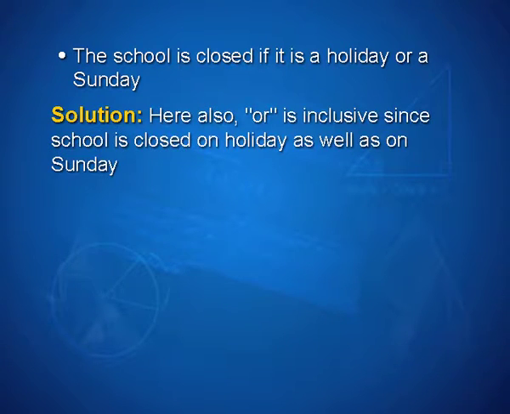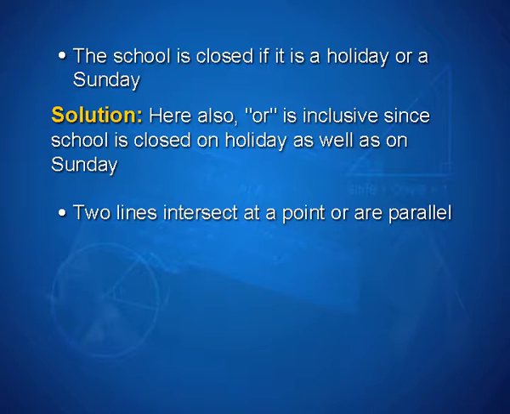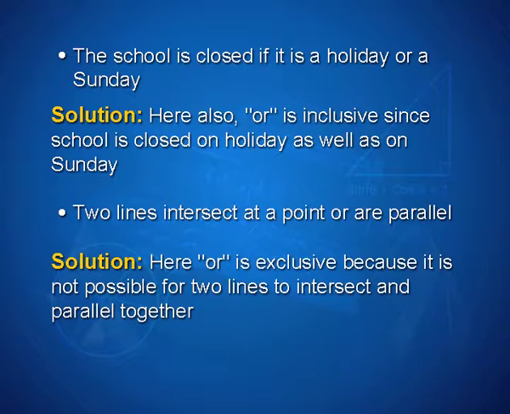Second, the school is closed if it is a holiday or a Sunday. Here also or is inclusive, since school is closed on a holiday as well as on Sunday. Next, two lines intersect at a point or are parallel. Here or is exclusive, because it is not possible for two lines to intersect and be parallel together.